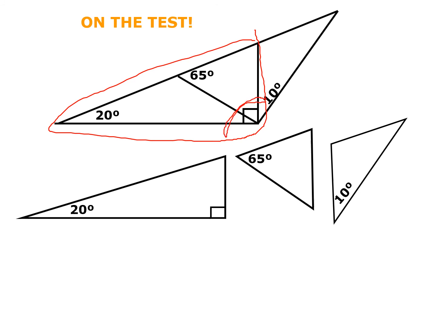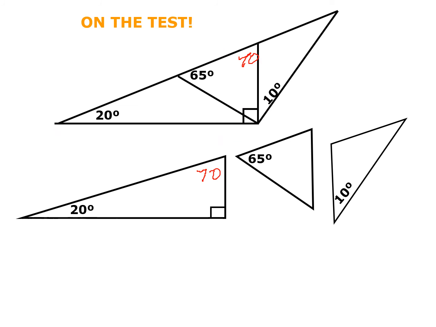So that's an easy one. 20 and 90, I need 70 up in this corner, and that'll be right up here on the main drawing. Now you can do a couple different things. Don't forget your basics. We don't have any X's.